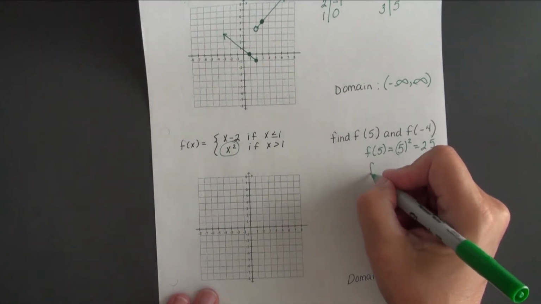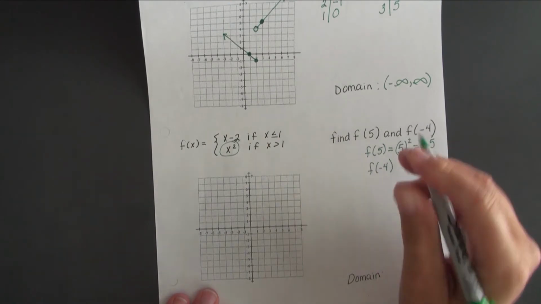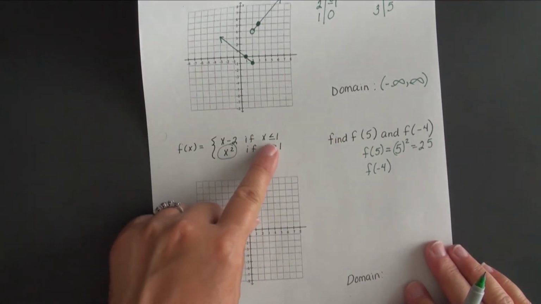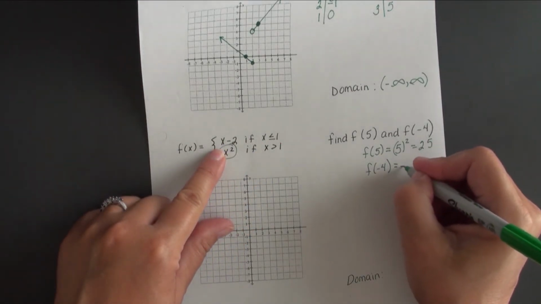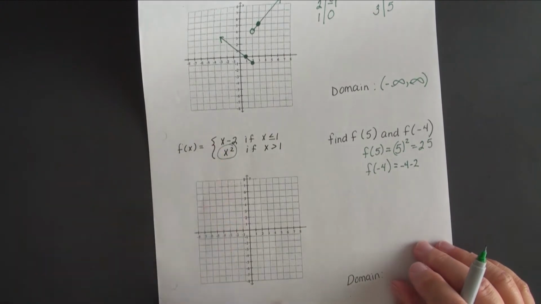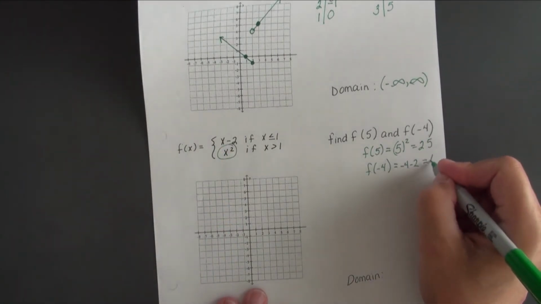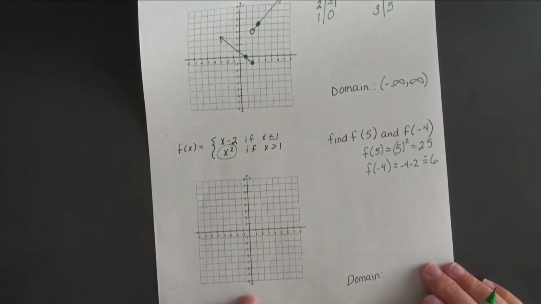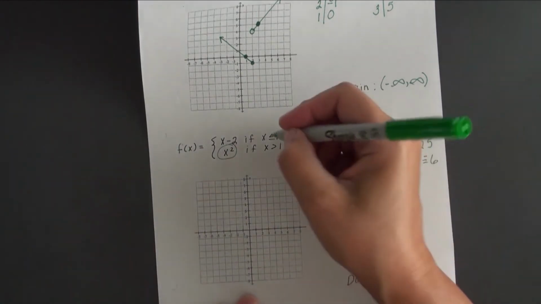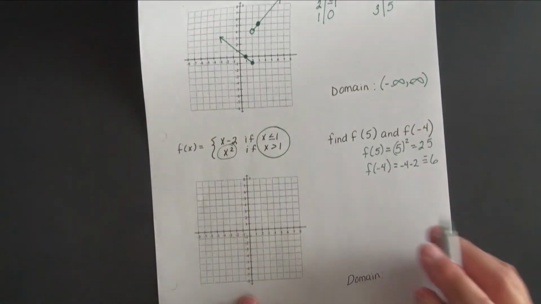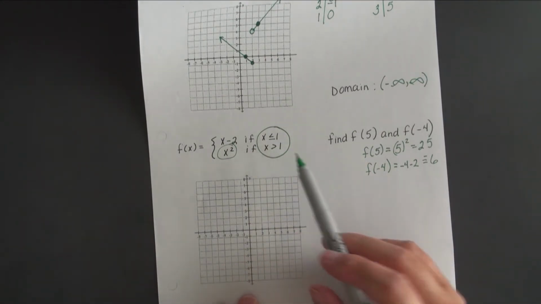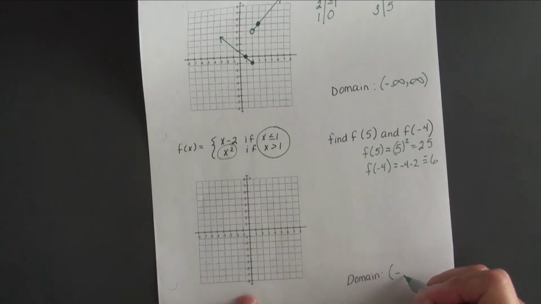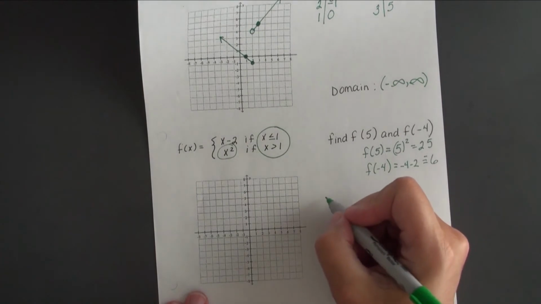Now what about f of negative 4? Negative 4 is less than 1, so we're going to use our top equation and put a negative 4 in for x, and we get negative 6. Now looking at this, we notice that we are talking about all x's. All the x's less than or equal to 1 and all the x's greater than 1. Therefore, our domain on this one is also all real numbers. Let's make our tables.